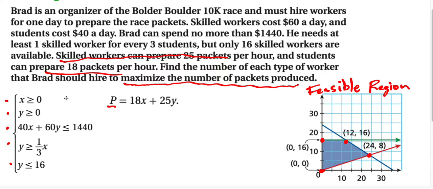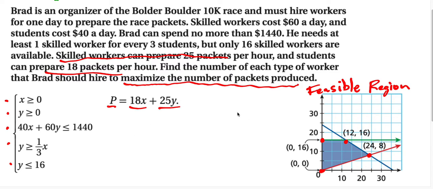But how did you find it? Oh, wait, never mind. Oh, okay, so when it said 25 packets per hour, that's 25 times skilled workers, and then 18 packets per student. Okay, yeah, never mind. I didn't see that in the question.